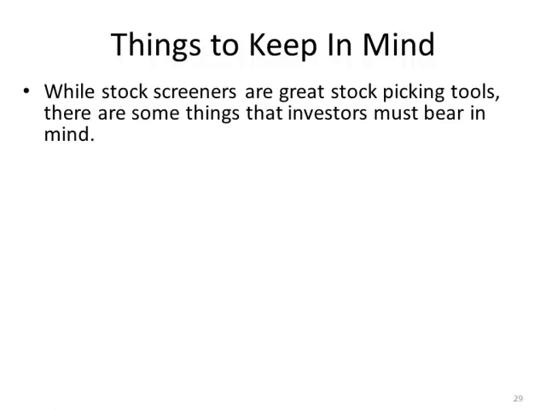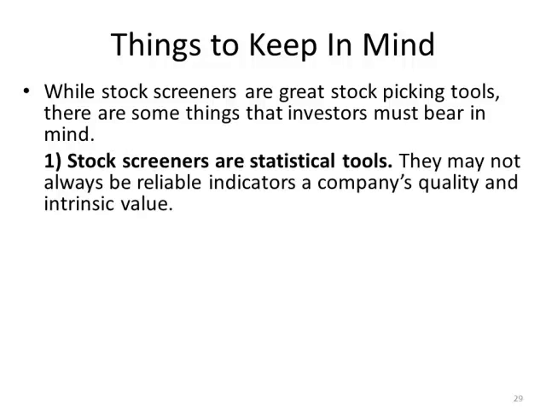So stock screeners are a great tool for picking stocks, right? It really allows us to filter a very large number of stocks into a list that's a lot more manageable. Whenever we use stock screeners, here are some things that we must bear in mind. The first is that stock screeners are statistical tools, right? It's basically just applying some kind of numerical algorithm to say, well, I want companies with only dividend yields bigger than 6.7%, for example. So they're not necessarily always reliable indicators of a company's quality and intrinsic value.